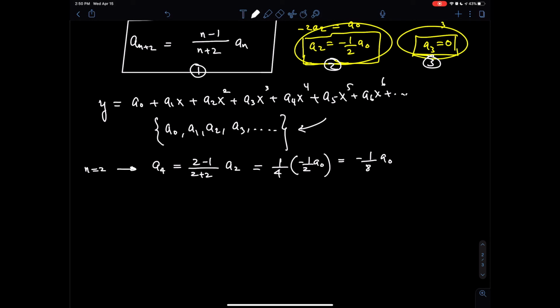Okay, I'll let you look at that. So my a4 is minus 1/8 a naught, my a3 is 0, and my a2 is minus 1 half a naught. Okay, so now let's see the next one. n is equal to 3, so that'll give me a5, and remember I'm taking this value and I'm going to here. That's where I'm going. Okay, in case you didn't see that.